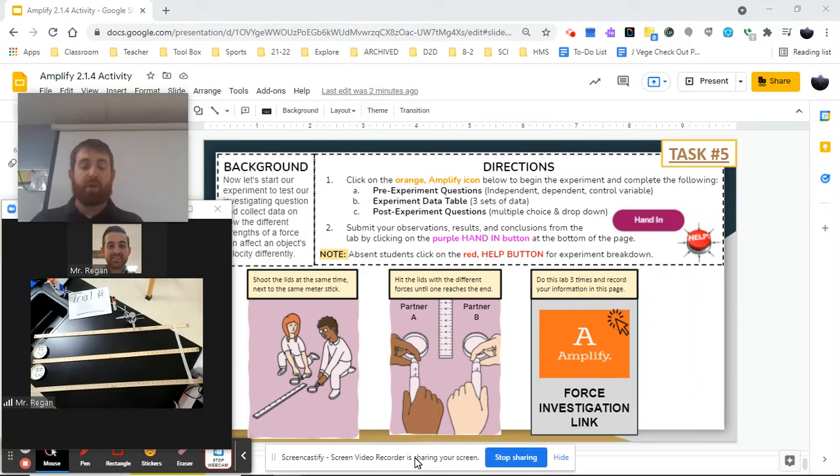Hey everybody, Mr. Ian here, and today we're going to be looking at a lab that we're going to be using to record some data in Amplify about how different forces change velocity in different ways.